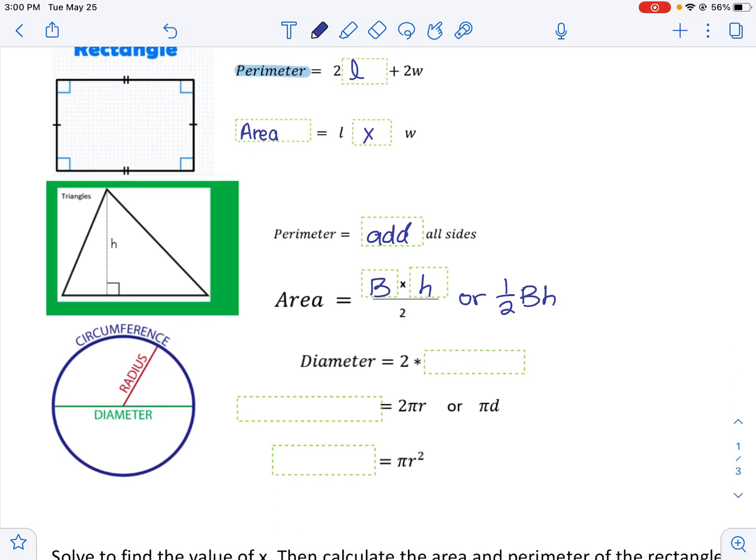For a circle, the diameter is 2 times the radius. And then if we do 2 pi r, or pi times the diameter, that is the circumference. And then the area is where we have pi r squared.